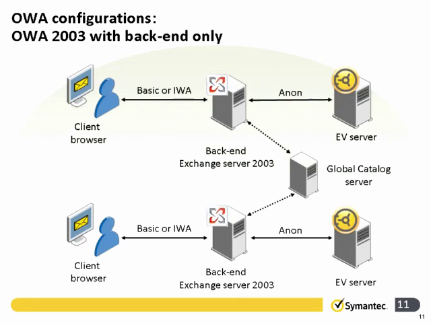The next configuration that we support is Outlook Web Access 2003 using only Exchange 2003 back-end servers. In this particular configuration, the client browser will typically communicate using either basic authentication or Integrated Windows Authentication to those back-end Exchange servers. Once again, the back-end Exchange servers will have to authenticate and determine your mailboxes based upon having access to a global catalog server, and we'll use that same anonymous access between the back-end Exchange servers and your Enterprise Vault servers. And again, we will be configuring that unique account in this environment.